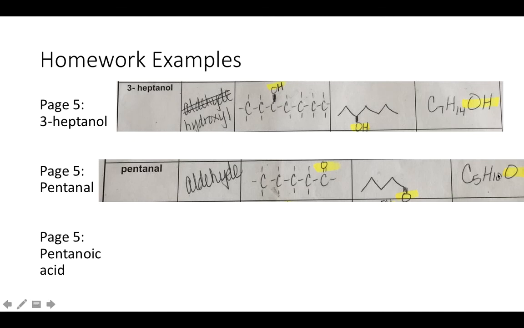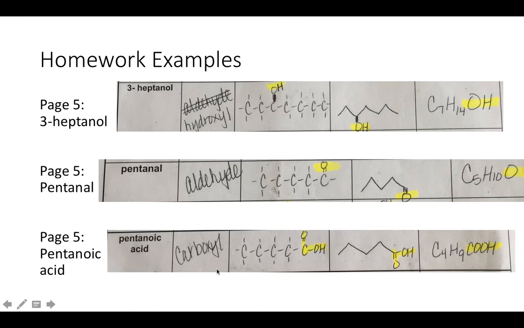Last one, pentanoic acid. Again, pentane, right? 1, 2, 3, 4, 5. But it ends in "-oic acid", which again is terminal. So now that's a carboxyl group. COOH, double bond. There's the hydroxyl group. There's the aldehyde group. Together they make the carboxyl group. There's your molecular formula, line formula, structural formula.